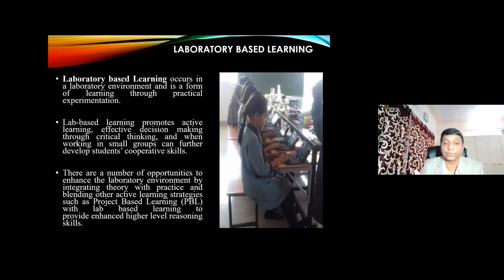Laboratory-based learning actually promotes active learning. It promotes critical thinking. It gives the student first-hand information, and that is how we have seen that a student does many things together. So the information is retained very strongly in the mind. That is the idea of lab-based learning.